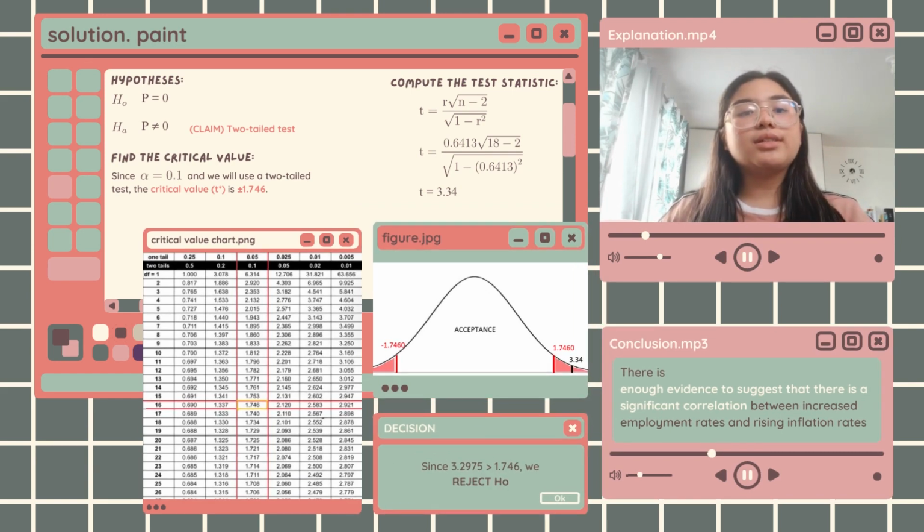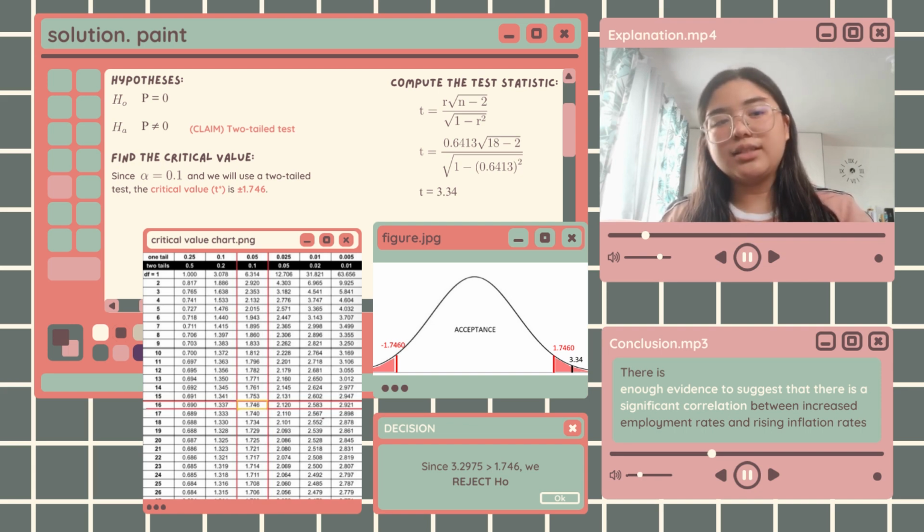Second, we must now state our hypothesis. Our null hypothesis is that there is no correlation between increased employment rates and rising inflation rates, or simply H0 is equal to 0. On the other hand, our alternative hypothesis is that there is a correlation between increased employment rates and rising inflation rates, or HA is not equal to 0. Our claim is the alternative hypothesis, and it is a two-tailed test.